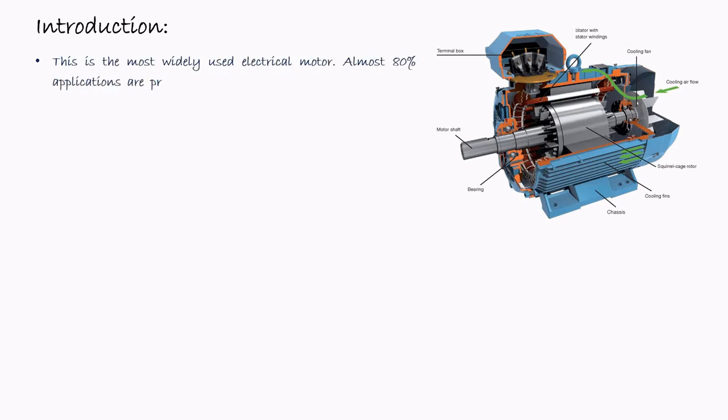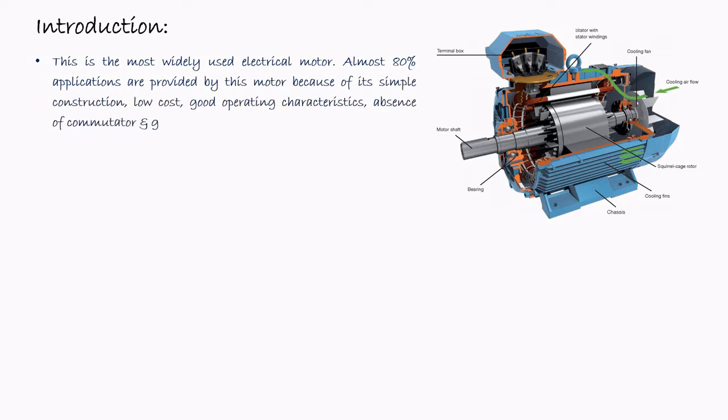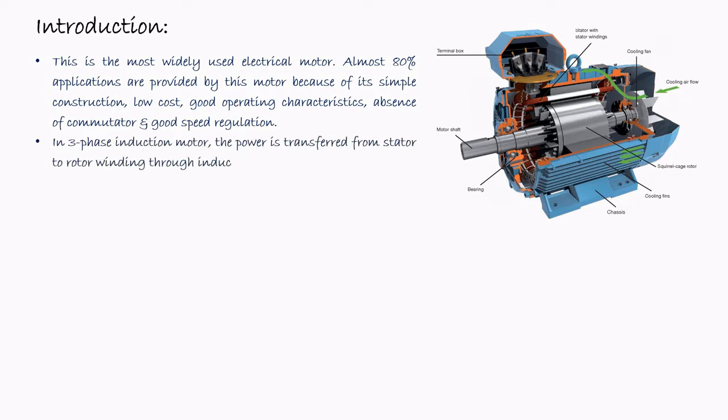The three-phase induction motor is the most widely used electrical motor all over the world. Almost 80% of applications are served by this motor because of its simple construction, low cost, good operating characteristics, high efficiency, absence of commutator that you have seen in DC motor, and also the good speed regulation. In three-phase induction motor, the power is transferred from stator to rotor windings through induction.